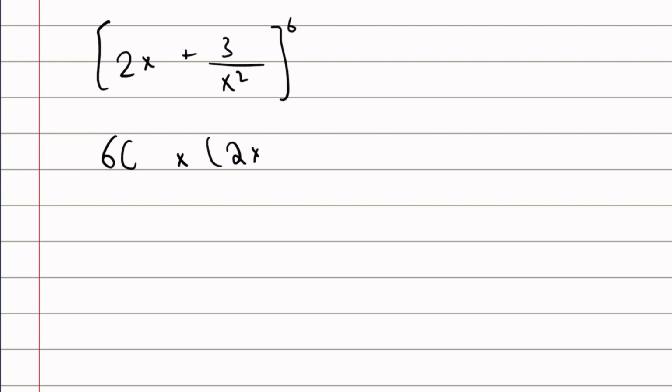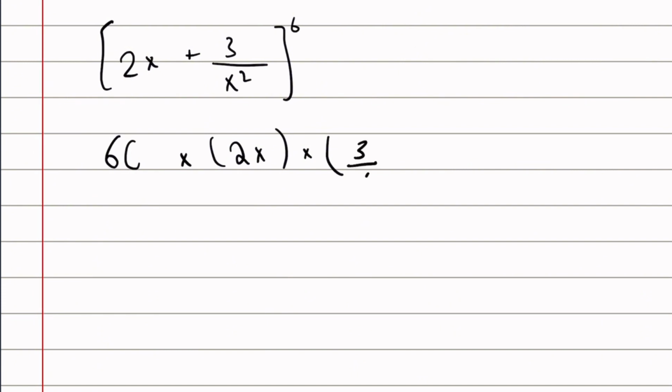Let's see this one. If you have 2x plus 3 over x squared, and the whole thing is raised to the power of 6, and he wants the term independent of x. So first things first, I'm going to write 6c, something I don't know yet, and then I'm going to multiply this by the first term raised to a certain power, the second term raised to another power, but both powers are going to add up to 6. Right? So 3 over x squared, and then if I, for example, start with 6, this is going to be 0.